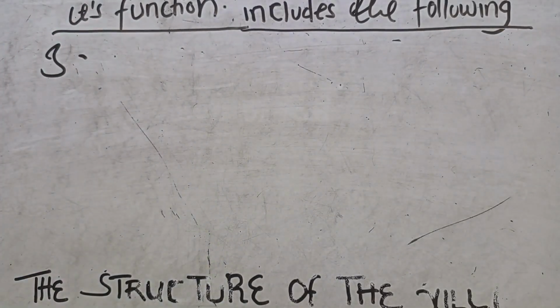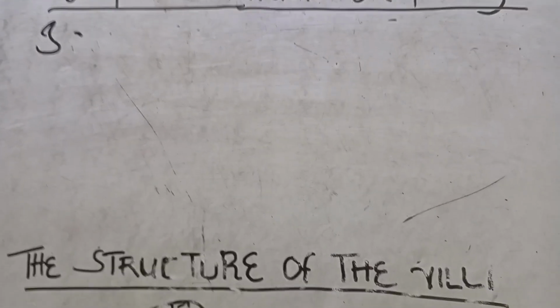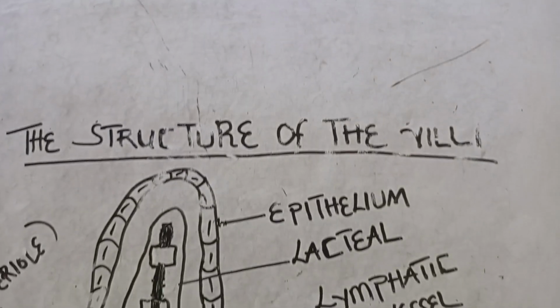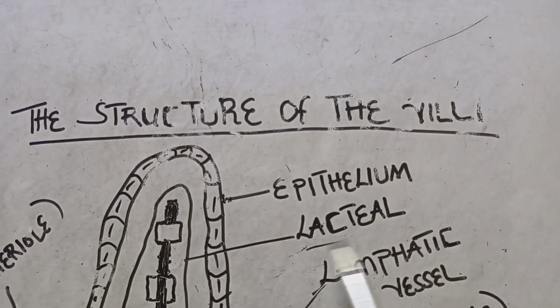So the number 3 point is that it has the lacteal. Okay, it has the lacteal, and this lacteal plays a major role in the process of absorption, specifically in the absorption of fats. So we know that the end products of digestion of fats are the fatty acid and what? Glycerol. Okay, so we are saying that in absorption, it has the lacteal, and this is the lacteal that I'm saying.